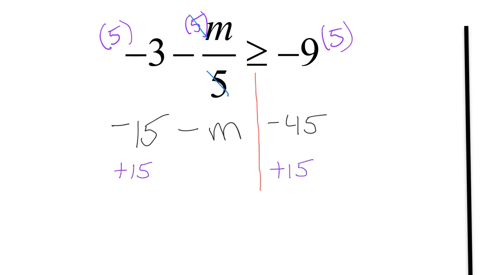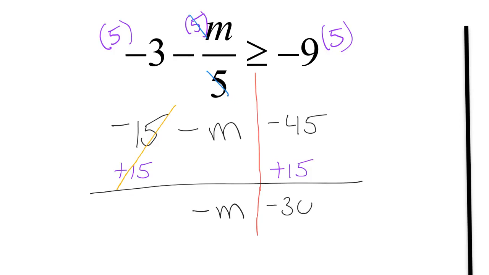So you have 15 over here. You will cancel the 15s on the left side, -15 plus 15. You bring down the -m on the left side, and then you add or combine -45 plus 15. That's going to be -30.